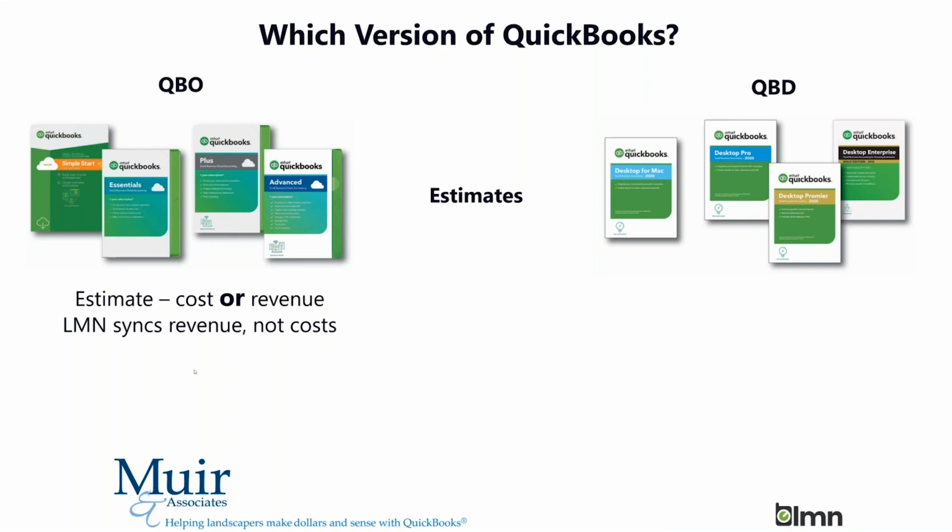estimated cost in QuickBooks Online if you decide. So a workaround, not ideal, but that's kind of where it is. Not a big deal in QuickBooks Desktop. You can have both cost and revenue. And in fact, when you look at the different methods to sync LMN over to QuickBooks, you have an option to send all the cost detail over as well as the revenue. So it makes the job costing, when you're looking at the reporting, a lot easier to work with.